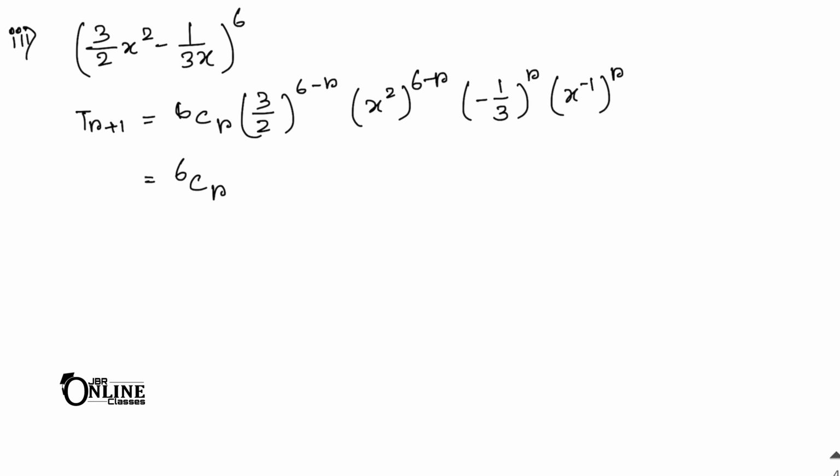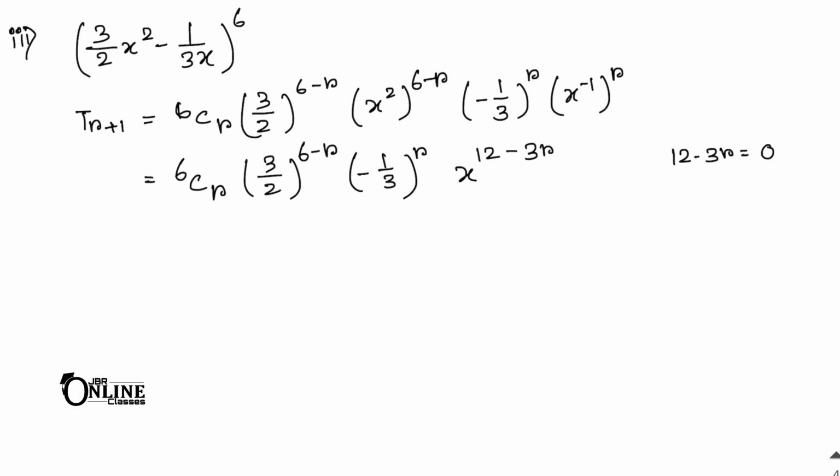Now 6cr, then that one will be 3 by 2 whole to the power 6 minus r, then minus 1 by 3 to the power r, and x to the power 12 minus 2r minus r, which will be 12 minus 3r. So in that case 12 minus 3r will be 0, then r equals 4.